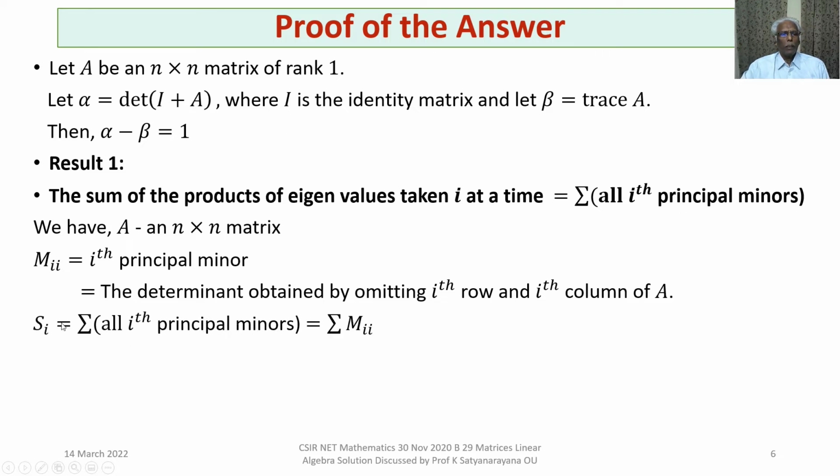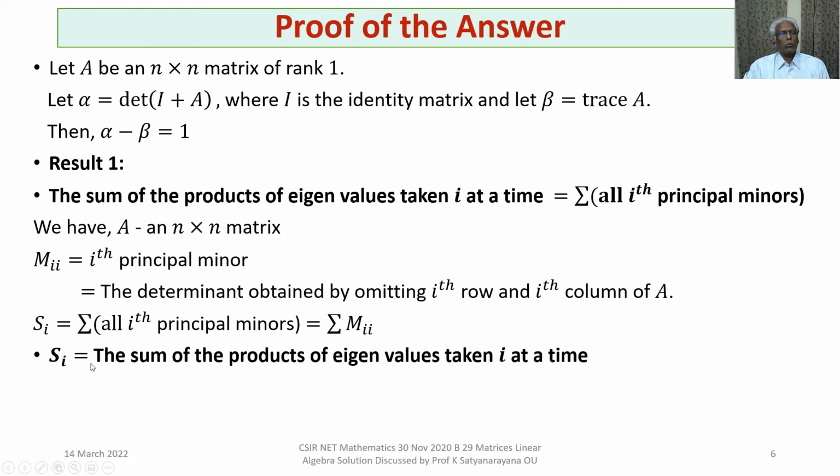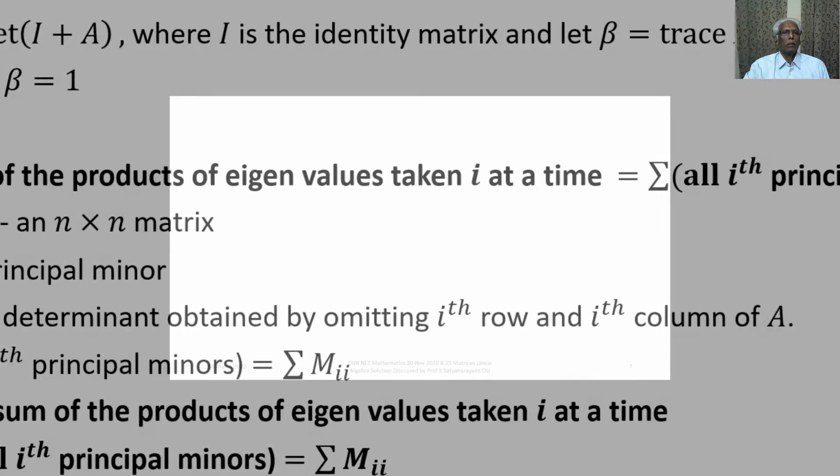And S_i denotes the sum of all ith principal minors. Now, the result is that S_i is equal to the sum of the products of eigenvalues taken i at a time, and that is equal to the sum of all ith principal minors. This is the result we require, and this is the first result, and we want another result that we will see now.